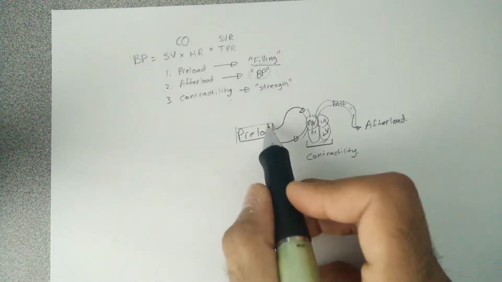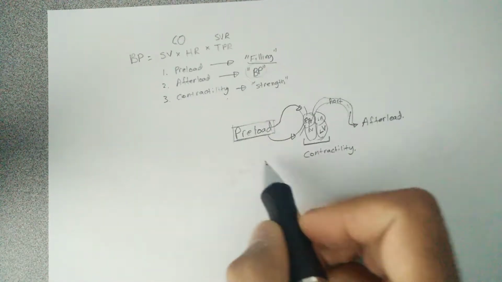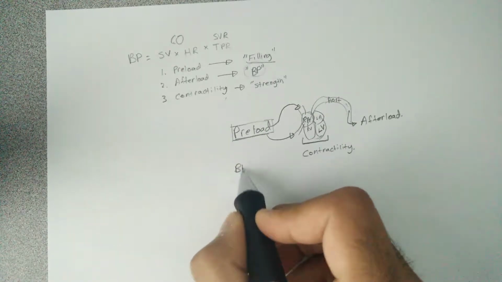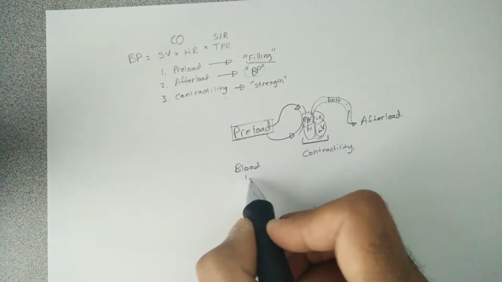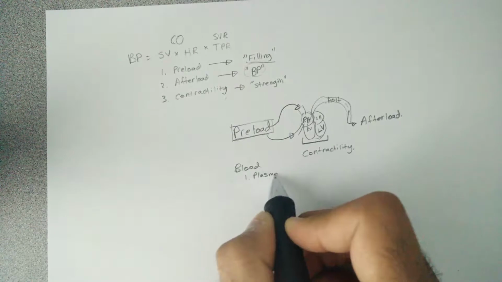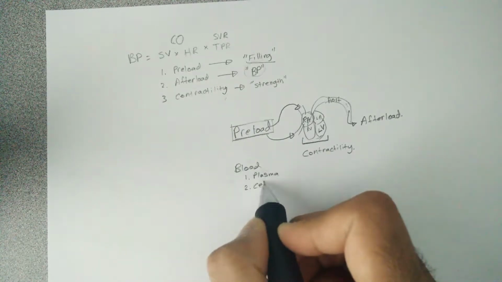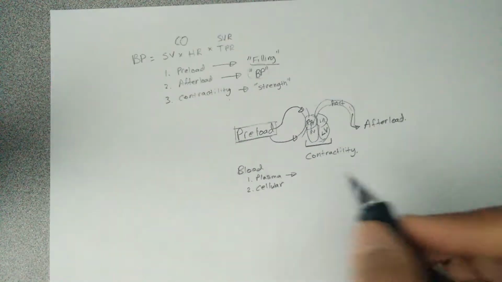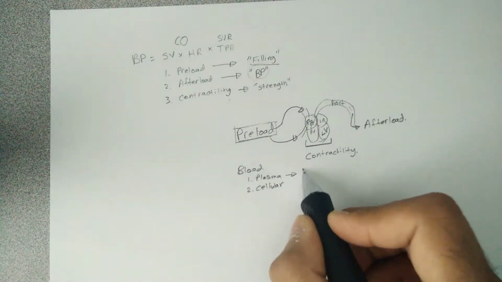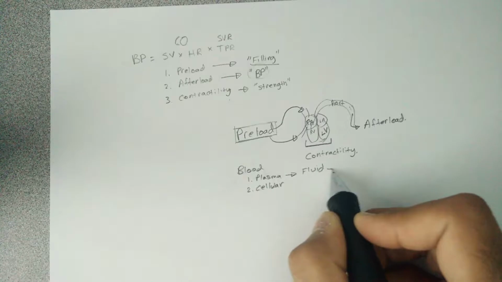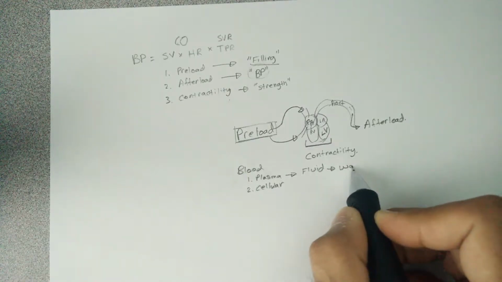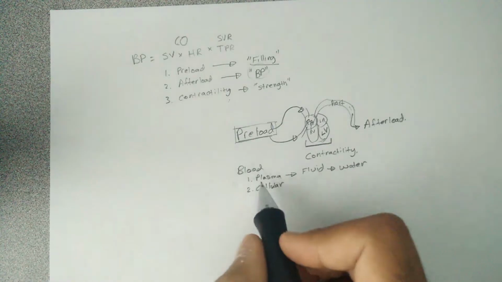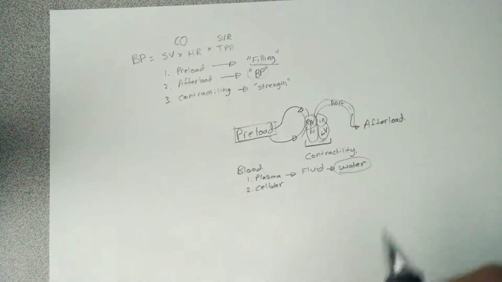So preload is filling. Okay, so what is the heart filled with? That's blood. And blood has two components. We have the plasma component and the cellular component. The cellular component being the red blood cells, white blood cells. Plasma component is basically the fluid, and this component is made out of the water component. So if we want to increase preload, we need to increase this component here.